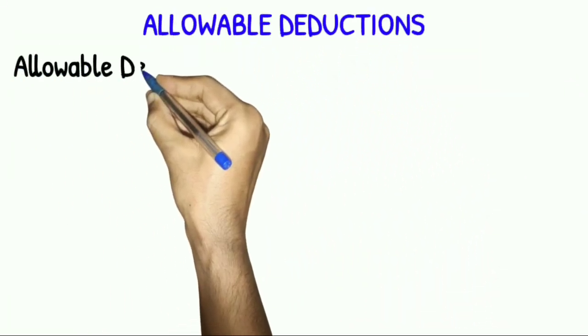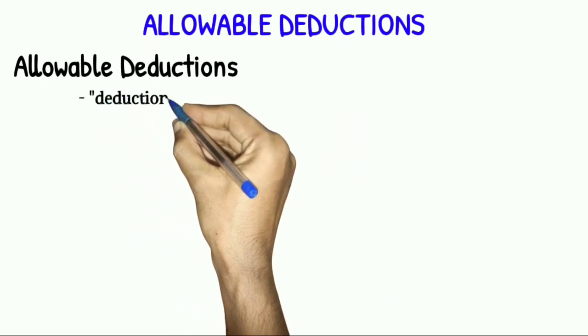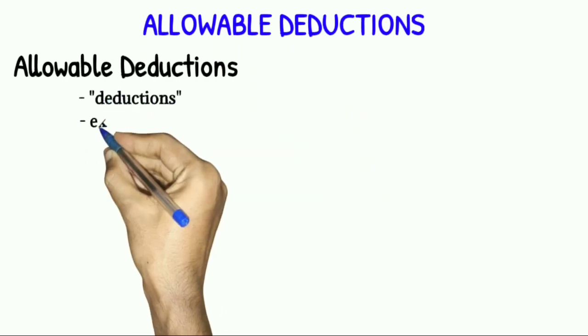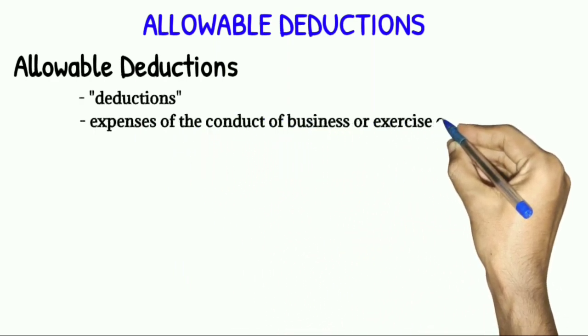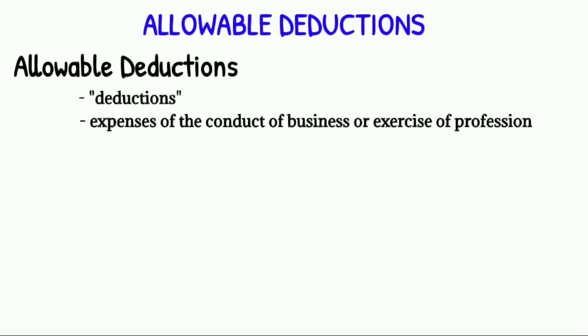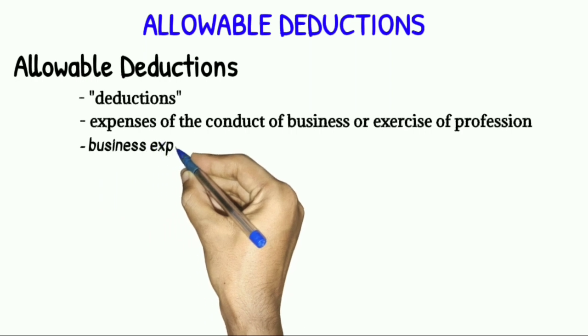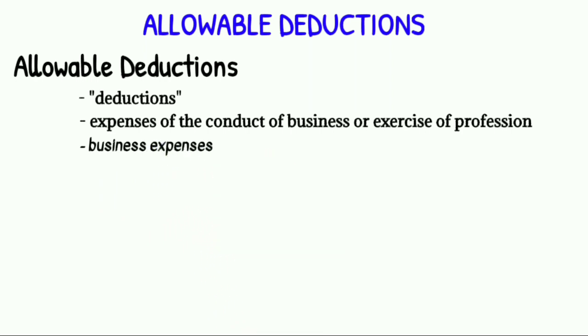Allowable deductions are simply called deductions. Allowable deductions are expenses of the conduct of business or exercise of profession. Tignan natin yung definition. Expenses of the conduct of business or exercise of profession. Expenses for the conduct of business. So pwede nating tawagin ng allowable deductions ay business expenses. Yun lang naman ang ibig sabihin ng allowable deductions, business expenses.